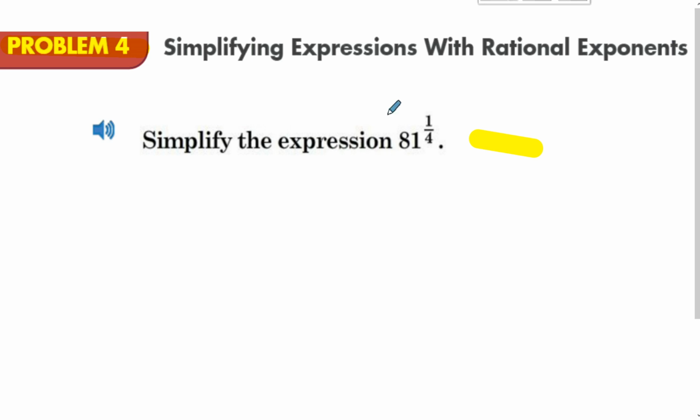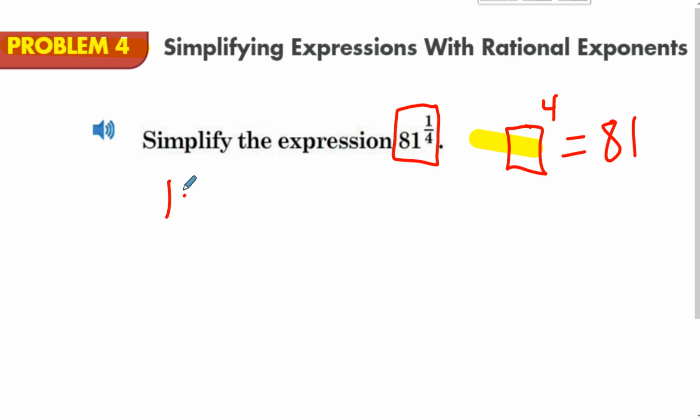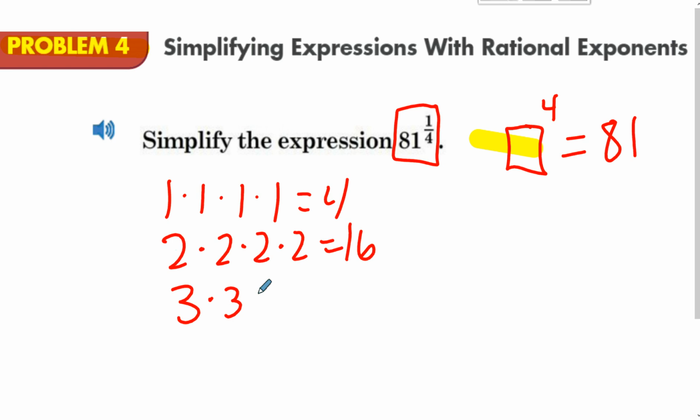Simplifying the expression is asking us to find what the base is. The denominator tells us the power. So this is asking what times itself 4 times is 81. It's not 81 divided by 4. It's what times itself 4 times is 81. One way to do this is to start with 1 times itself 4 times, which is still 1. We could do 2, so we could just get on a calculator and start doing this. 16. 3 times 3 is 9, times another 3 is 27, times another 3 is 81.